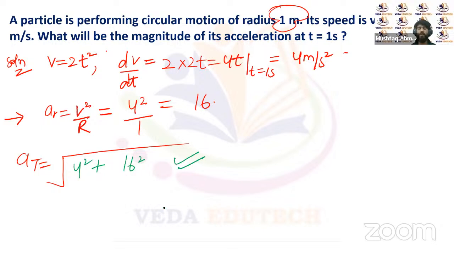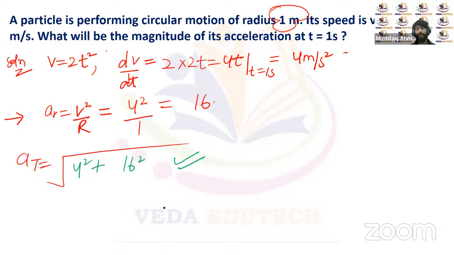There can be two accelerations in a circular motion. One is tangential acceleration, and another is radial acceleration. Radial acceleration is always present in a circular motion because radial acceleration continuously changes the direction of the velocity vector. And the tangential acceleration increases the speed of the particle in the tangential direction.